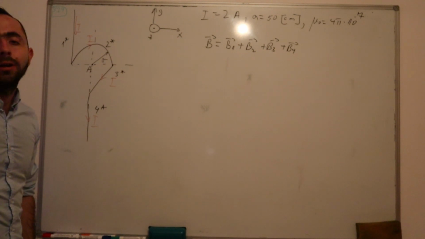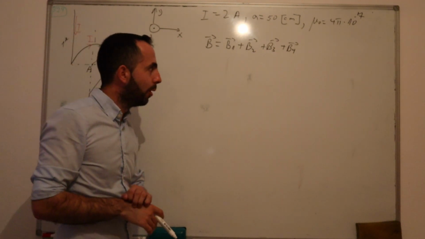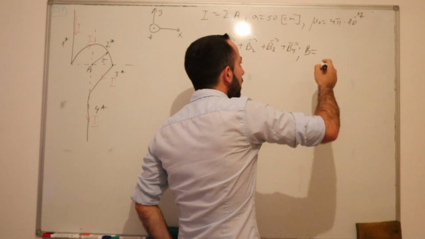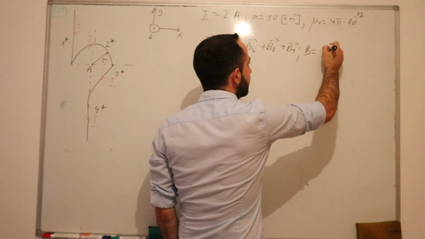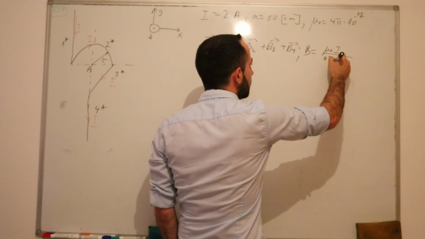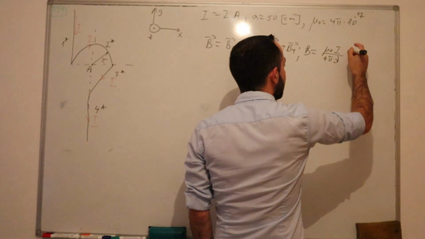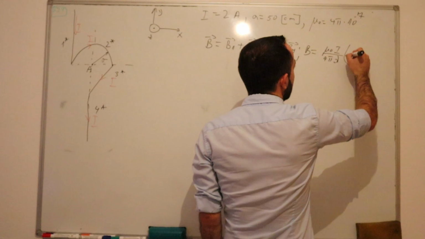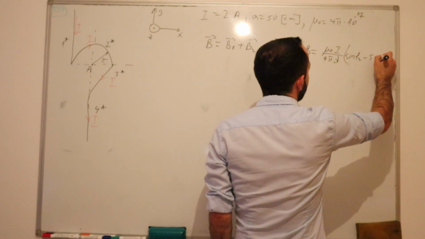How will we calculate this? Using the same old good known rule, Biot-Savart's law, which gives us a simplified equation, which tells us that we can calculate the intensity of a magnetic field with this formula.